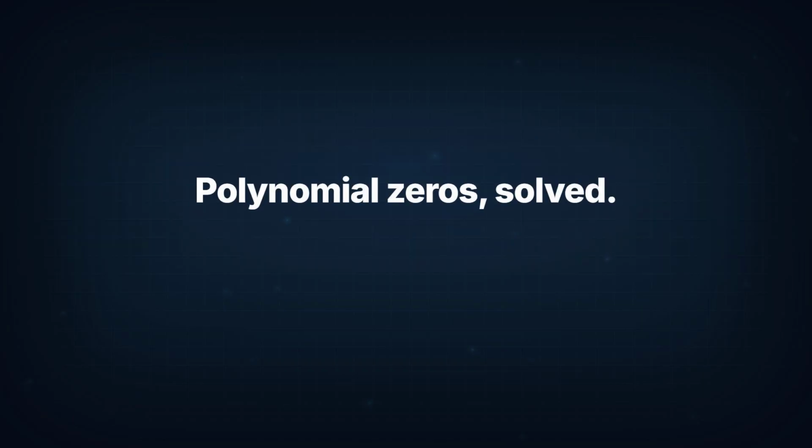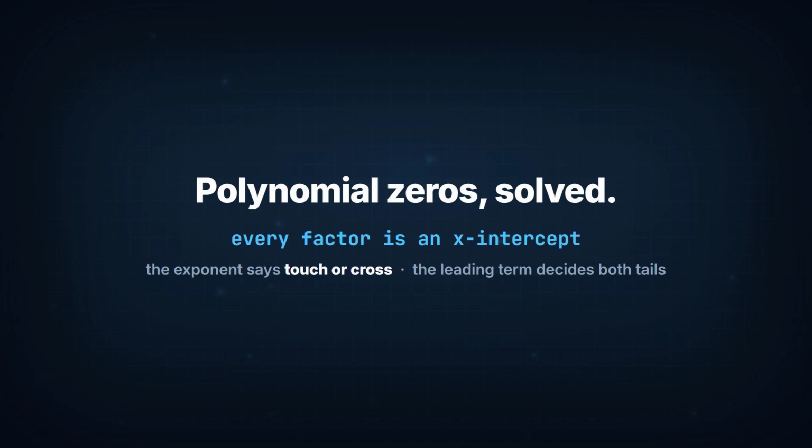Polynomial zeros solved. Every factor hands you an x-intercept, the exponent tells you touch or cross, and the leading term decides both tails.